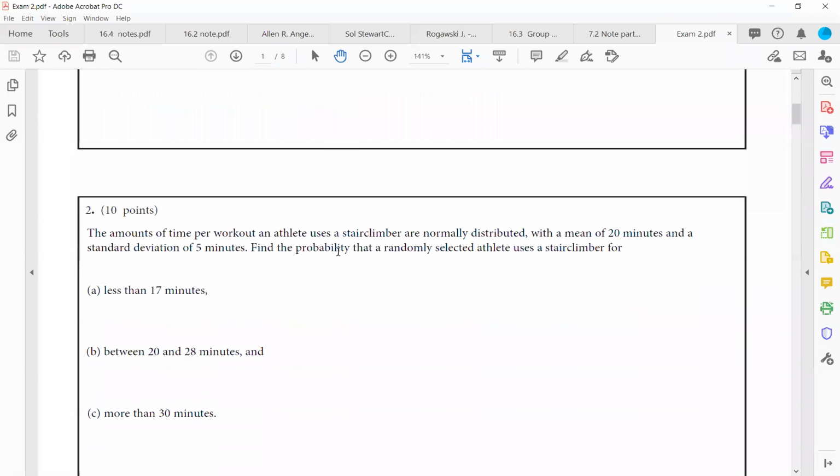So question 2, another probability question for you. It says the amount of time per workout an athlete uses a stair climber is normally distributed. Use a mean of 20 minutes. So we have to change this. Let me write down the information on the board. The mean is 20, with a standard deviation of 5 minutes. We want to find the probability of less than 17 minutes. So let's just calculate each.